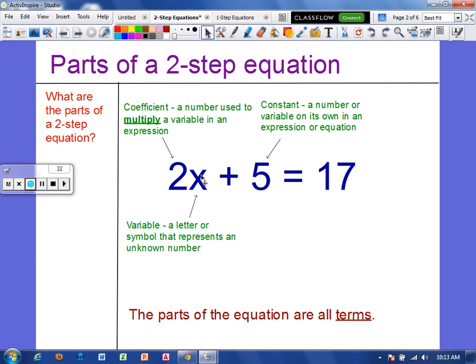Now, this actually means multiplication. So when you see something like this, it really means 2 times x. So anytime you see a number in front of the variable, that means it's multiplication.